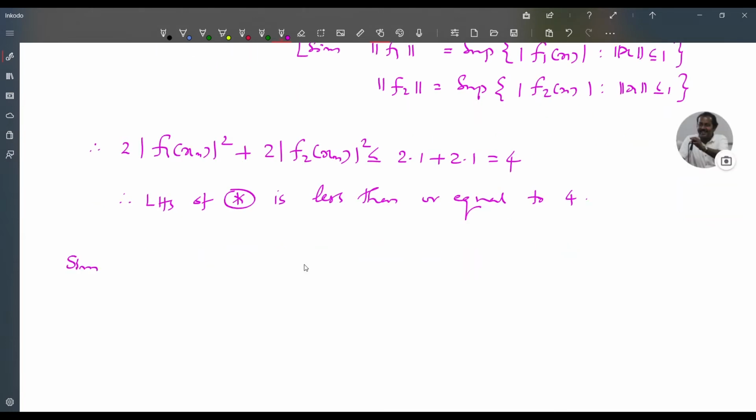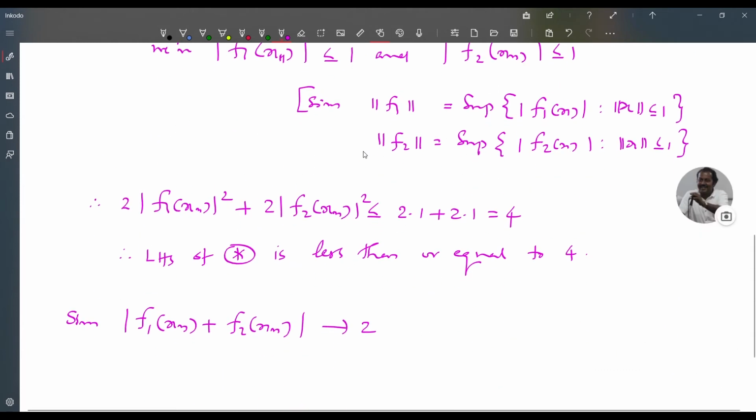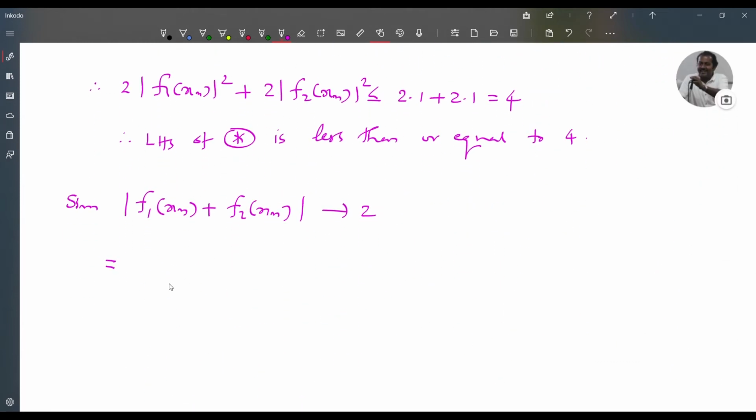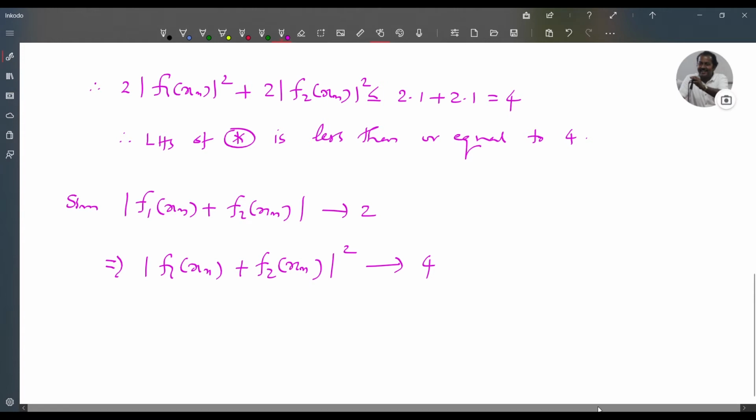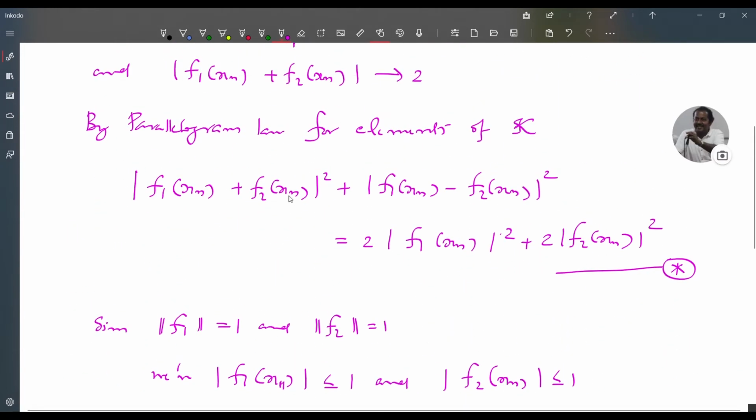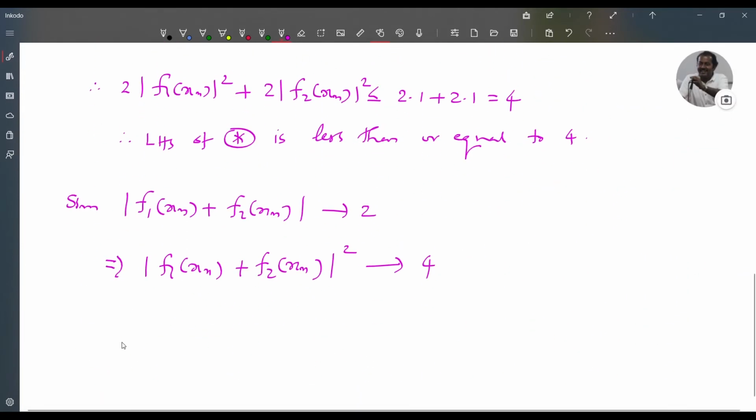Now, by choice of f1 of xn and f2 of xn, modulus of f1 of xn plus f2 of xn converges to 2. This is by this choice. So this implies modulus of f1 of xn plus f2 of xn the whole square tends to 4. That is, first term of equation star is tending to 4. Therefore, first term of star tends to 4 as n tends to infinity.